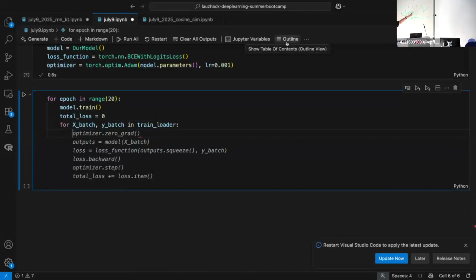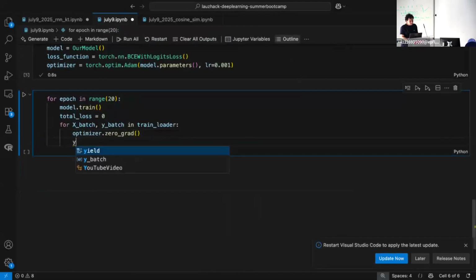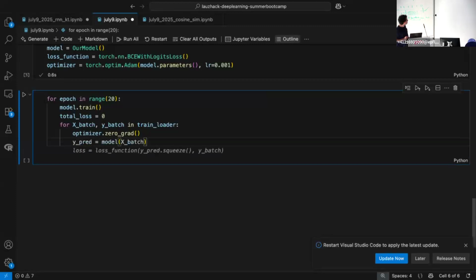So for X batch, Y batch in train loader, we basically go over the batches that the train loader is giving to us. Each time we do the zero grad. I assume we have already seen why we do zero grad and how it works. Then I usually love to call it Y pred. I'm so used to it. This means basically the predictions that we get as output, which are different from the real Y batch. So Y pred is just model of X batch. We just give the input to the model and ask it to provide the output at the current epoch. At the beginning, of course, the model tells random stuff, right? But over time, over epochs, the model would learn.